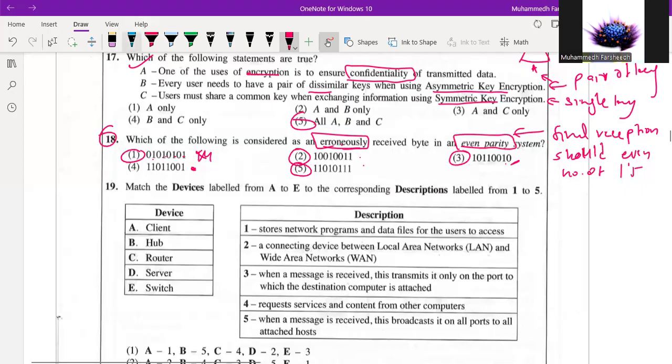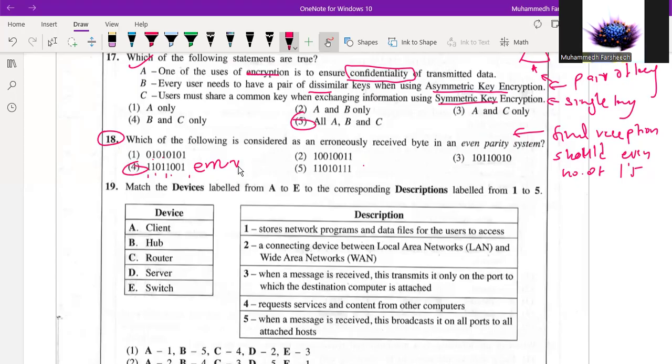Sorry, they're asking which is the erroneous one. Not correctly read. My bad, guys. I should have read the question; that was careless. Okay, so the answer is this. This is an error. It has an odd number: 1, 2, 3, 4, 5. It is odd.